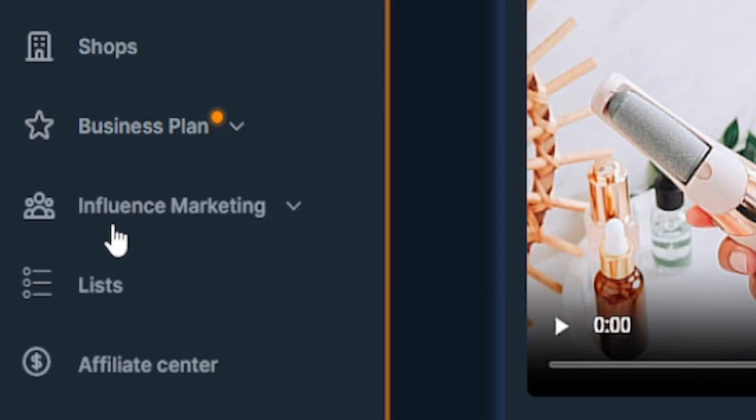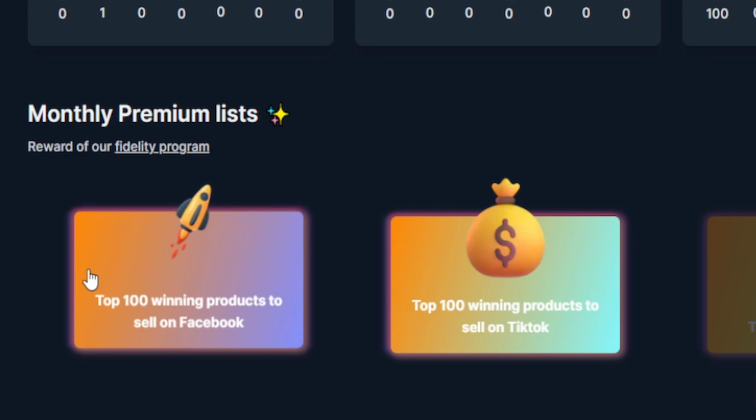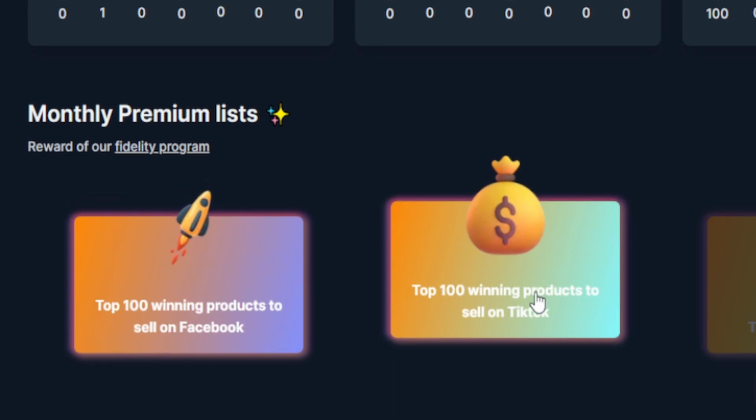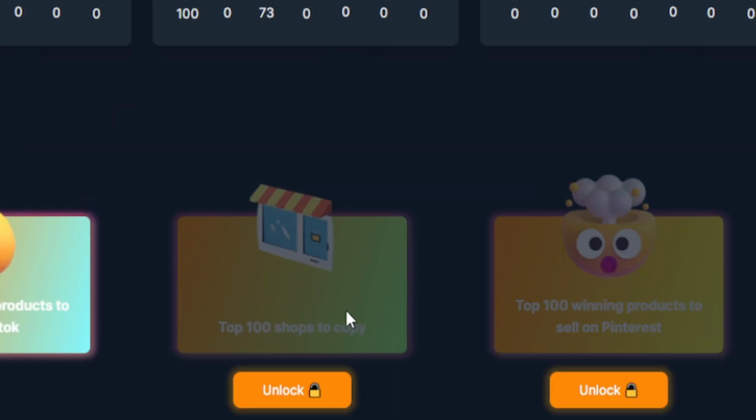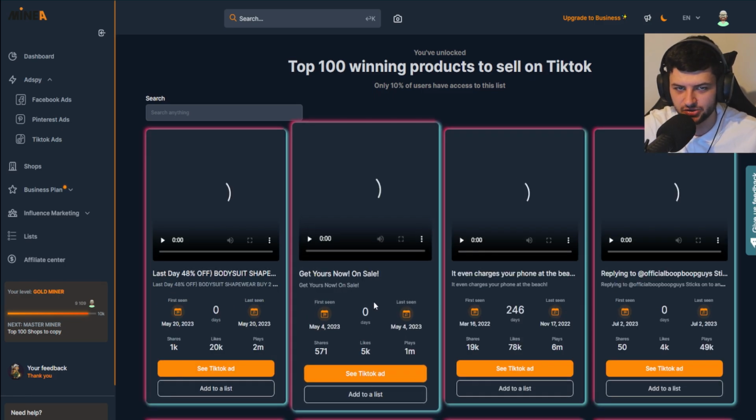Now, on this platform, we can also have a look at lists. If you have enough points on this platform and you spend the points, there's a system where you can unlock different premium lists. Currently, I've unlocked the Facebook list and the TikTok list, but there's also a Pinterest list and a list of shops that you can imitate or copy. So there's the top 100 products on Facebook and TikTok. If we have a look at the TikTok one, I'll show you for an example.